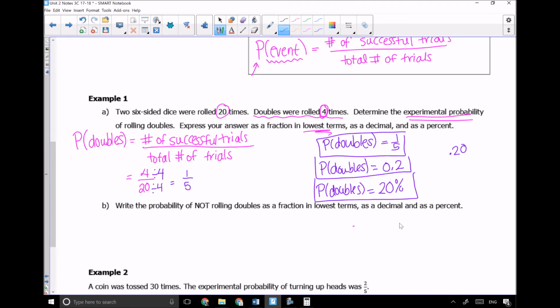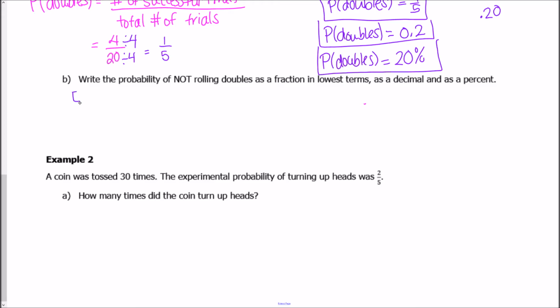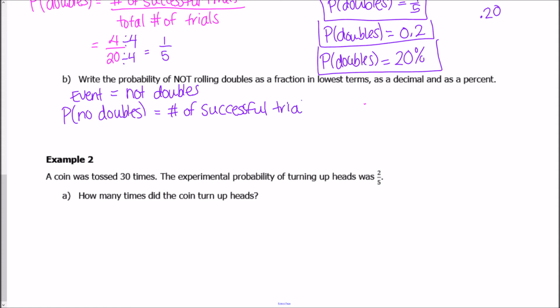Okay, now part B says write the probability of not rolling doubles as a fraction in lowest terms, as a decimal, and as a percent. Is not getting doubles. Okay, so we're going to say probability of no doubles is still the number of successful trials over the total number of trials.